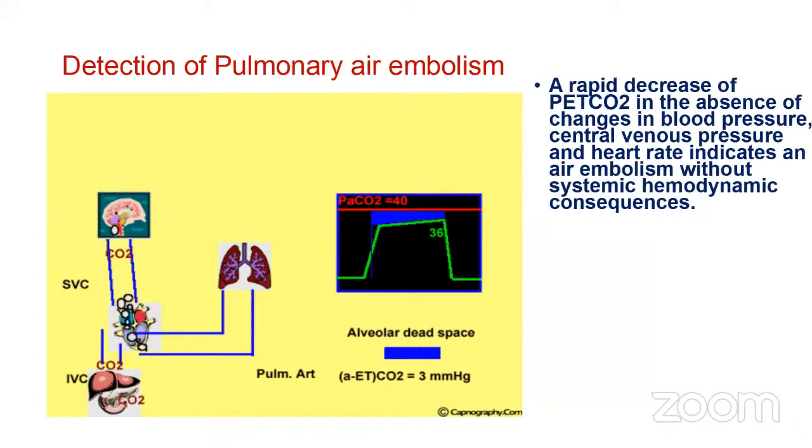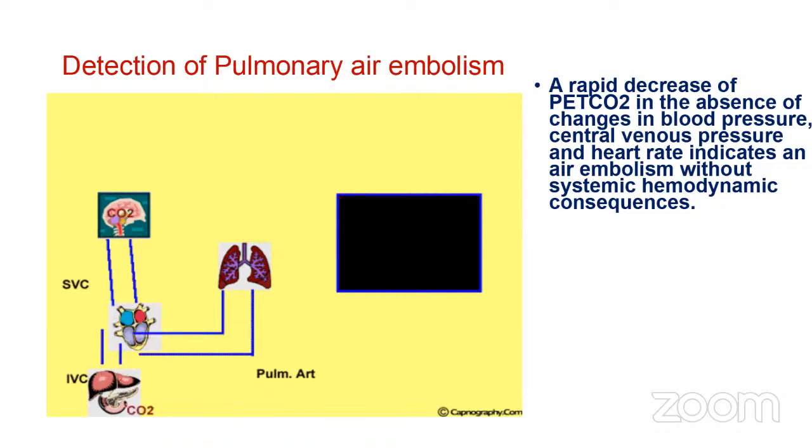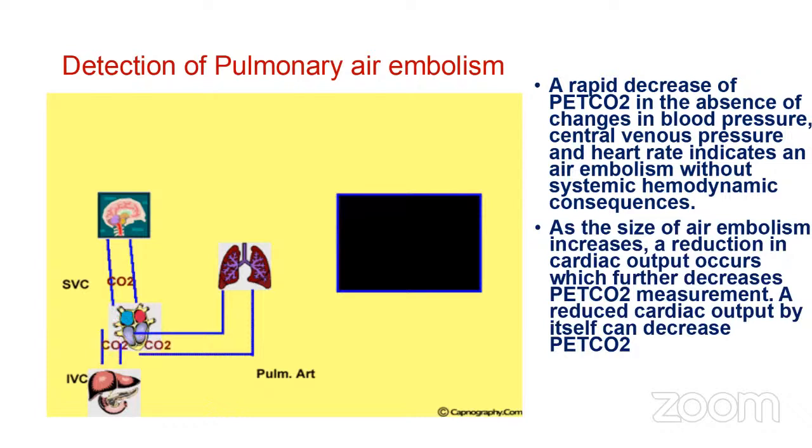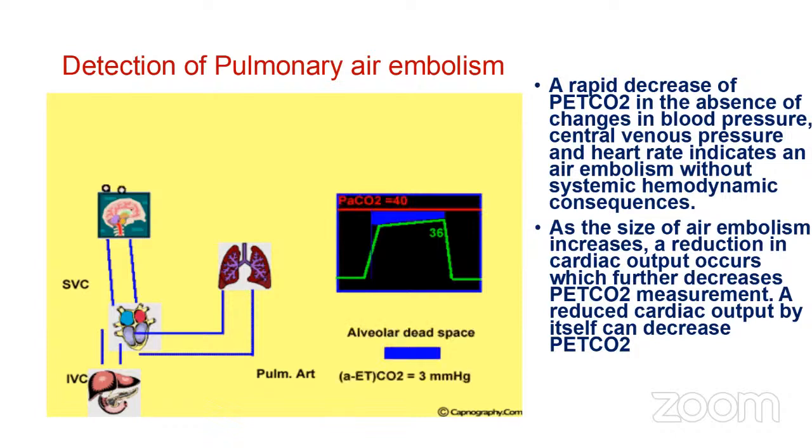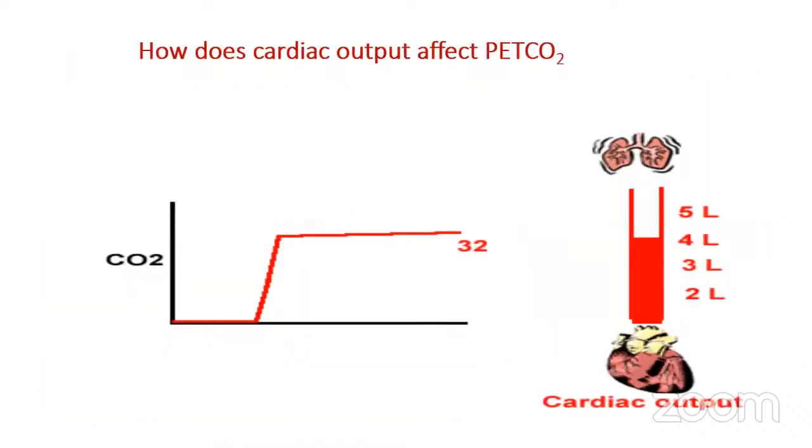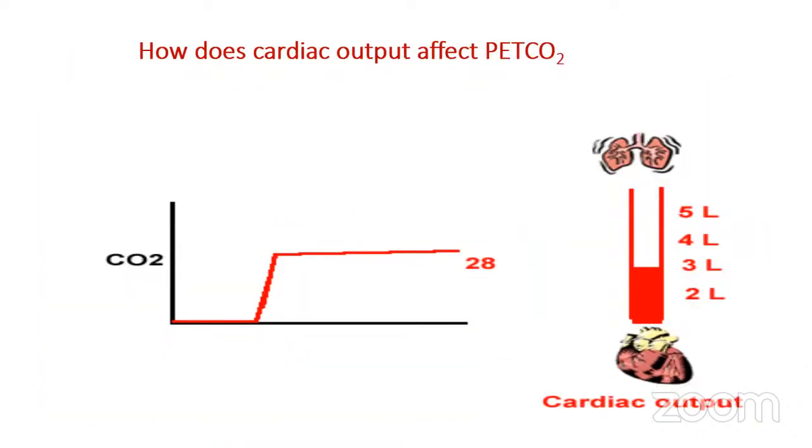A rapid decrease in the ETCO2 in the absence of changes in the blood pressure, the central venous pressure, and the heart rate indicates air embolism without systemic hemodynamic consequences. As the size of the air embolism increases, the reduction in cardiac output occurs, which further decreases the ETCO2 measurement. A reduced cardiac output by itself can decrease the end-tidal carbon dioxide. So with the decrease in the cardiac output, we can see that the CO2 is also lower.